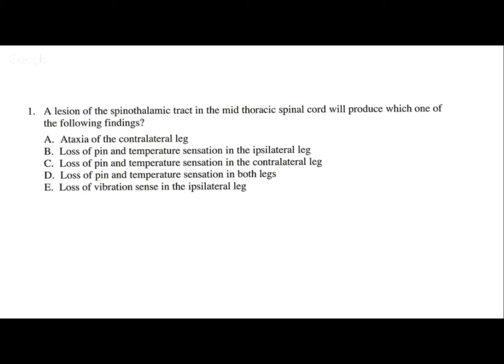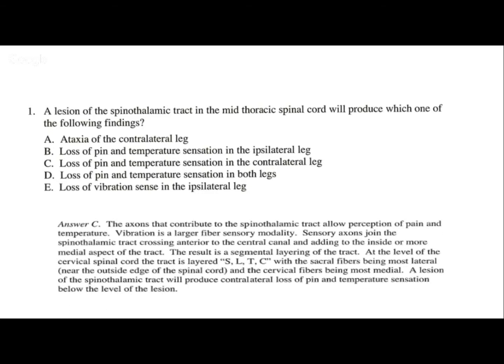Same question, saying a lesion in the dorsal column of the mid-thoracic spinal cord will produce ipsilateral loss of proprioception and vibration, and contralateral loss of pain and temperature sensation. So the axons, we know the mechanism, right?